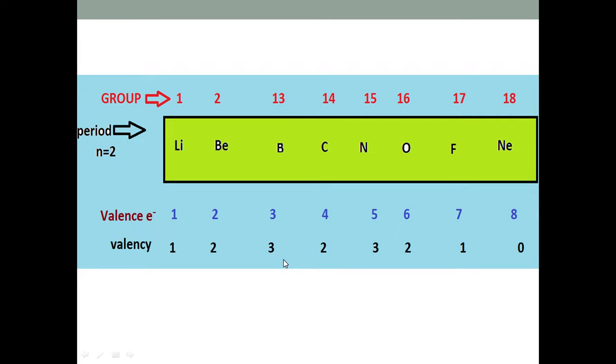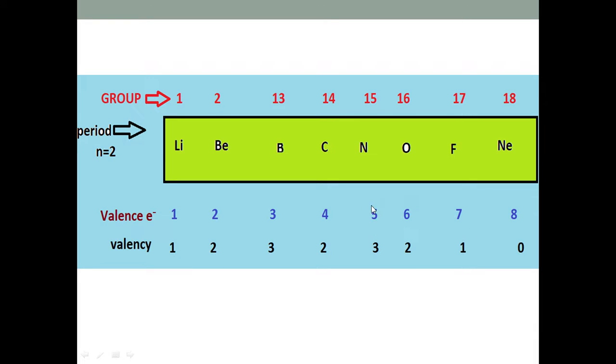Okay, you can see here the valency for lithium is 1, beryllium is 2, boron is 3, and for carbon it is 4. So we can write valency equal to valence electrons up to 4. After 4, we have to subtract 5, 6, 7, 8 from 8.